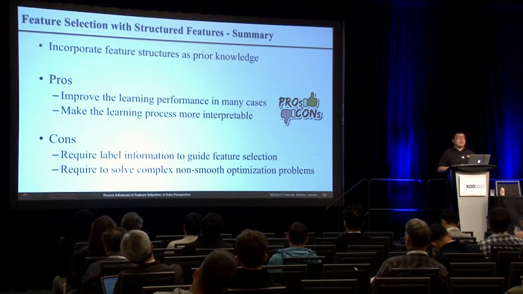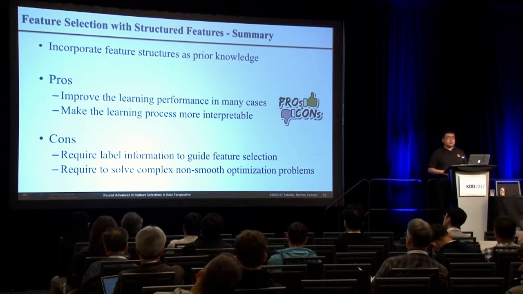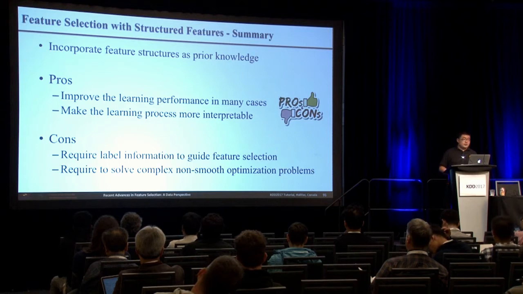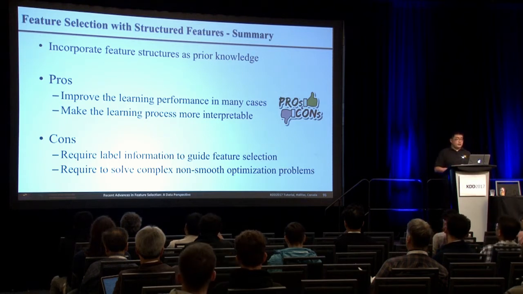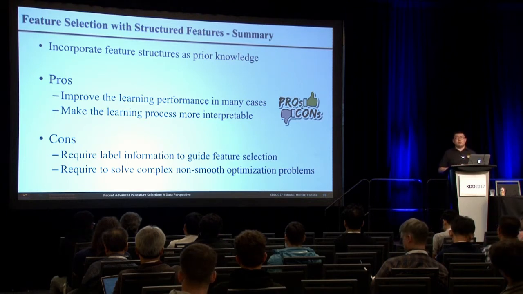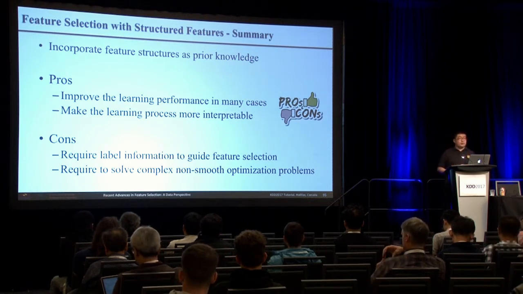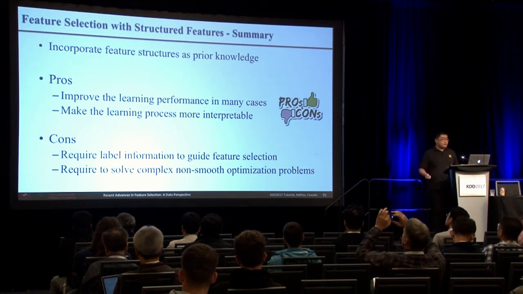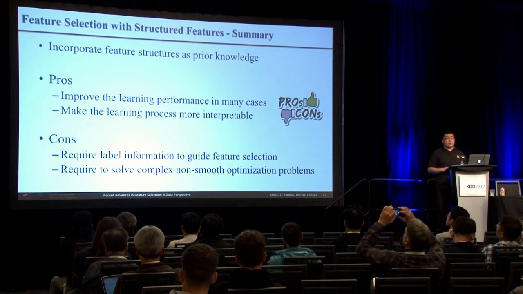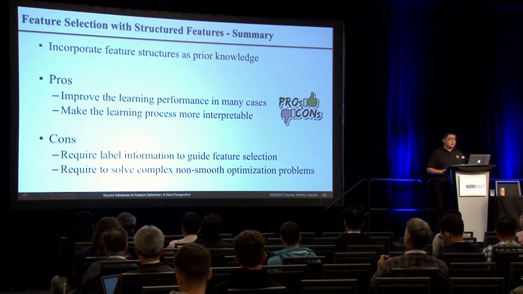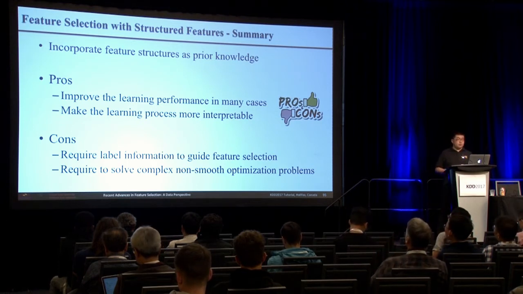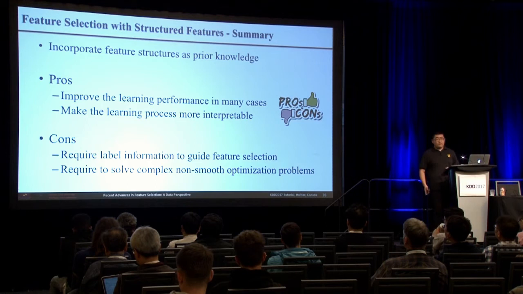So here we give a summary about feature selection with structured features. Basically, this kind of method can incorporate different kinds of feature structures as prior knowledge into the model construction. One advantage is that it can improve the learning performance in many cases. And also, since we explicitly consider the organizations between different features, it will make the learning process more human interpretable. However, there are also some limitations.